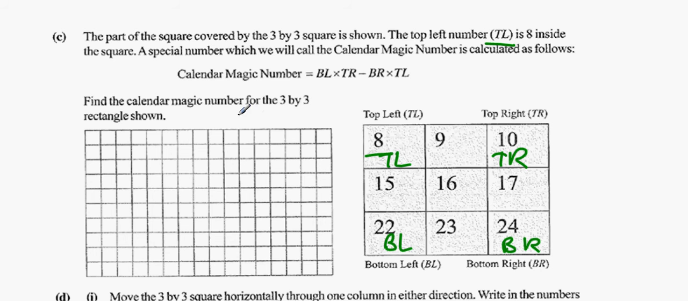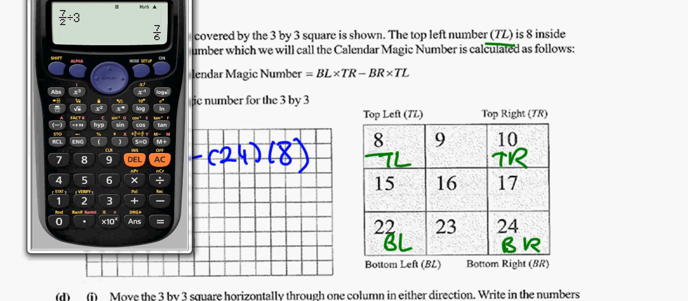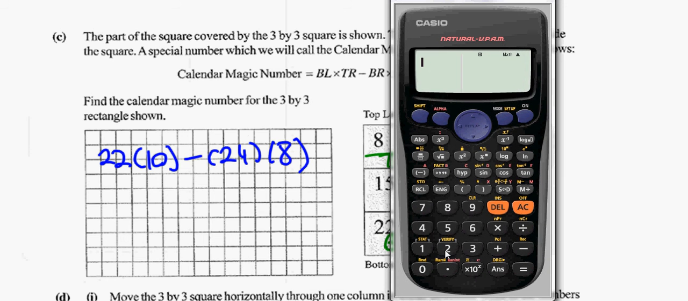So what it's going to be is 22 multiplied by 10 minus 24 times 8. You can just use the calculator straight away with that. 22 bracket 10 minus 24 bracket 8, and we get 28 for that one.